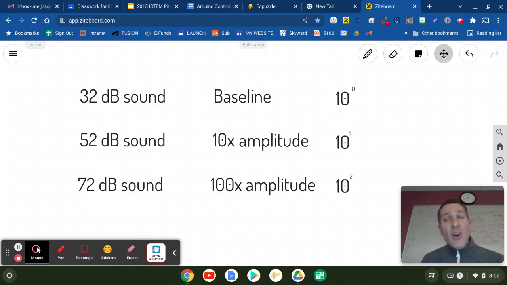Because it's logarithmic, if we went into in-between sections, say for instance we had a 42 decibel sound compared to 32, that's halfway. That would actually be an increase of 10 raised to the 1/2 power, which is the square root of 10, which is a little bit more than 3. If we had a 62 decibel sound wave compared to 32, that would be 10 to the 1.5 power, which would be 10 times the square root of 10, a little bit more than 30. And you've been doing some exponent stuff in Algebra 2 lately, so hopefully you see that connection there.